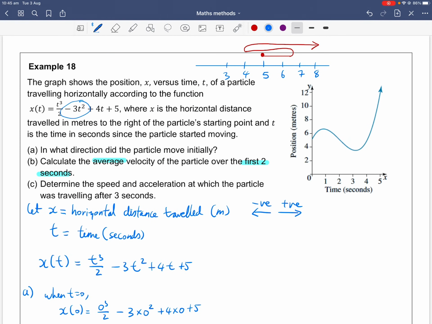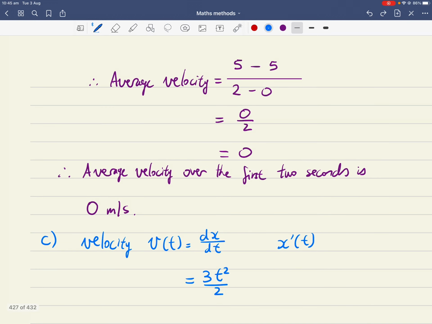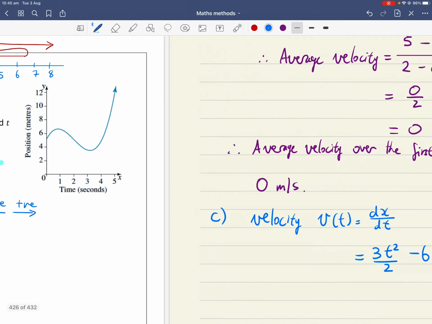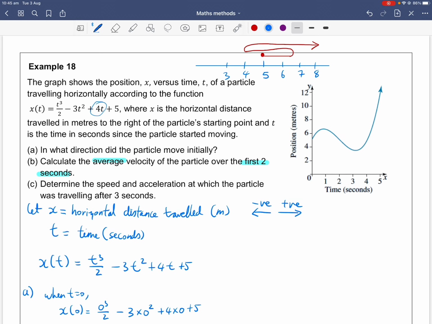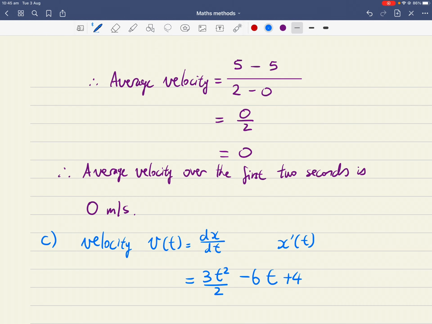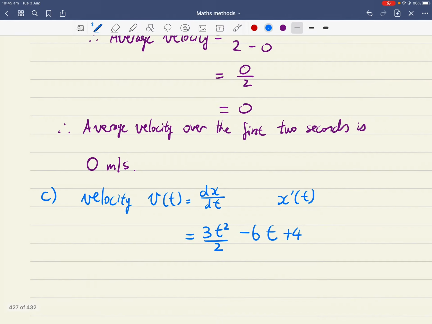Our next term, we've got minus 3t squared. So minus 3 times 2, that would give us minus 6, and we take away 1 from the power, so that would become 1. So we have minus 6t. Next, we have plus 4t. If we differentiate a single t, we're just left with the number in front, so that's plus 4. And lastly, the plus 5 would disappear because it's just a constant. There's no t involved. So that is our velocity function, v of t.